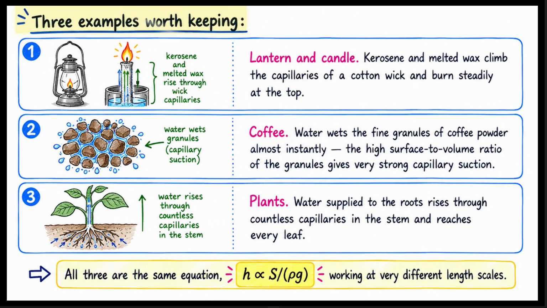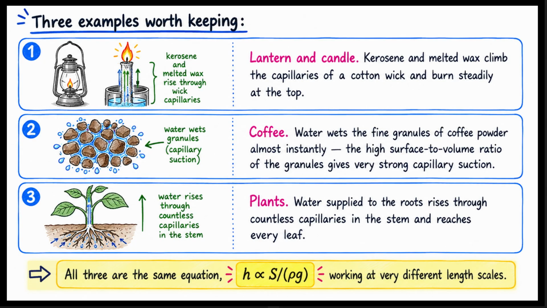This single equation shows up at wildly different length scales. In a lantern or a candle, kerosene and melted wax climb the fine capillaries of a cotton wick and burn steadily at the top. In a cup of coffee, water wets the fine granules of coffee powder almost instantly, because the very small radius of the pores inside the granules gives very strong capillary suction. In a plant, water taken up by the roots rises through countless capillaries in the stem and reaches every leaf. Three very different settings, but the same proportionality, h proportional to S over r rho g, at work in all of them.